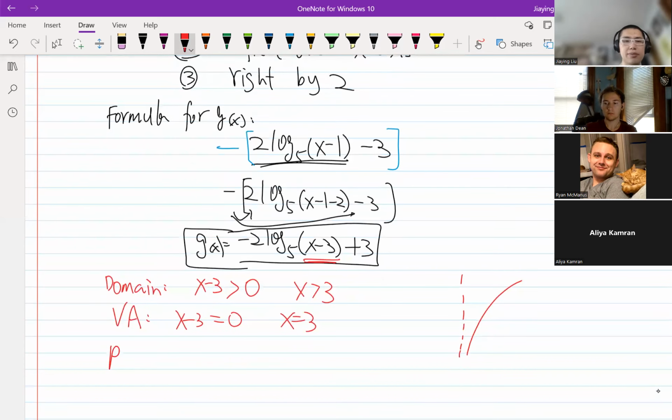And it could be asking about range. Now the range is always going to be all real numbers for log.